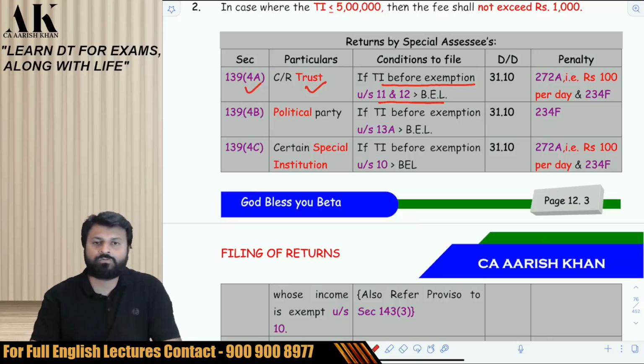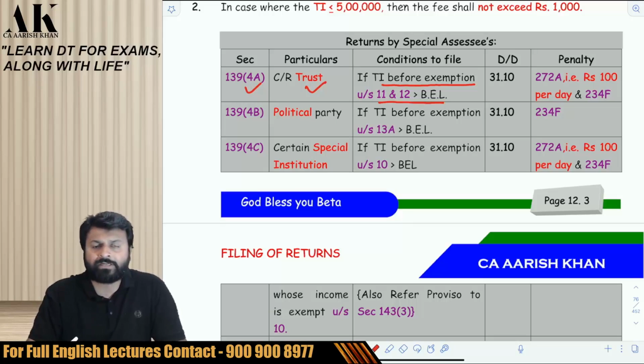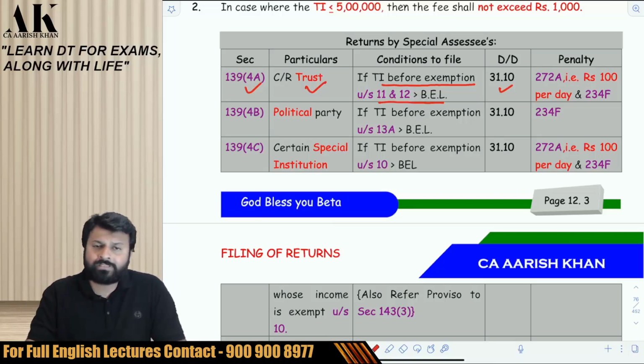The answer is yes, because what you have to see is before giving the exemption. If before giving the exemption, the total income is greater than the basic exemption limit, then the assessee is liable to file the income tax return in this case. Okay. When they are liable to file, they are liable to file on 31st October. These all assessees are special assessees. Their audit is mandatory, and because their audit is mandatory, they will be liable to file the return on 31st October only. If they do not file the return on time, then what are the consequences?